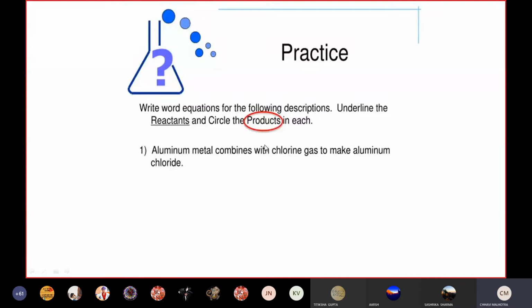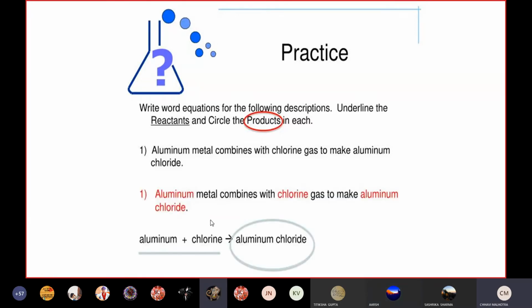Practice this now. You have to write a word equation for this statement which is given and circle the products. Aluminium metal combines with chlorine gas to make aluminium chloride. 10 seconds you have to write this. Ammonium plus chlorine is equal to aluminium chloride. Aluminium, not ammonium. Aluminium plus chlorine equal to aluminium chloride.